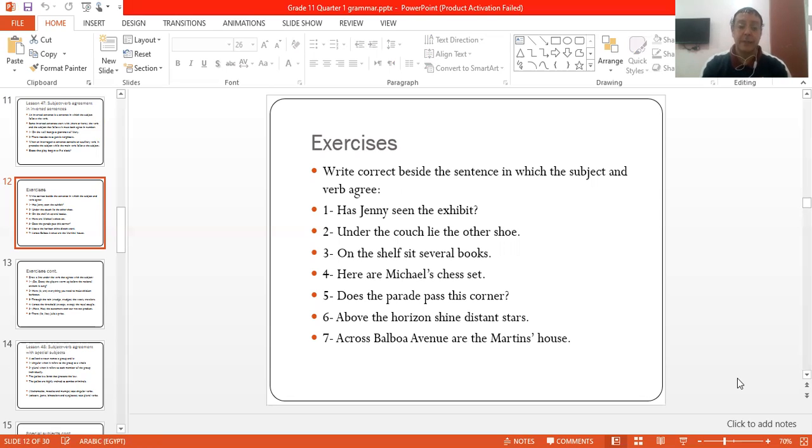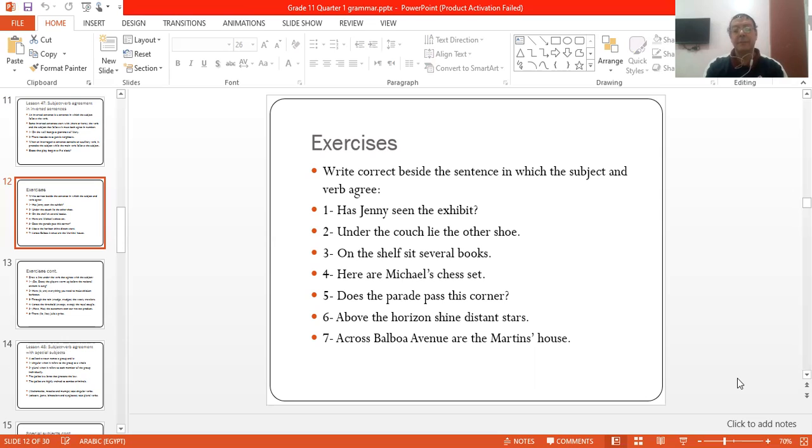Number five, does the parade pass this corner? Does the parade pass this corner? Correct. Number six, above the horizon shine distant stars. Again, correct, because shine agrees with distant stars. It should not agree with horizon. It agrees with distant stars.